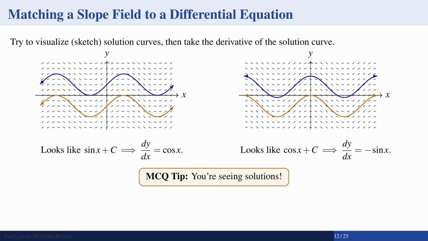But what I definitely know is that it's not negative 3 cosine, because the derivative of sine is not negative cosine. And then for the other one, if it looks like cosine, the derivative would be negative sine, and we would be picking that. So you're looking at the solutions to the differential equation. You're not looking at the graph of the differential equation. That's something to really keep in mind.